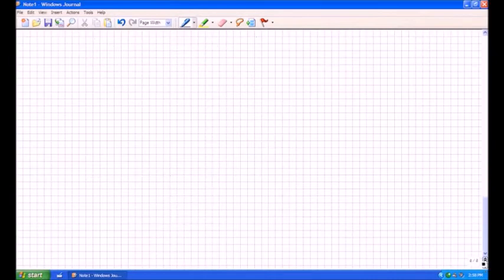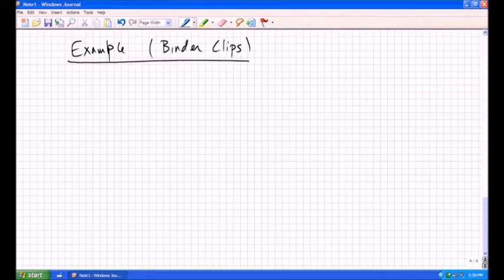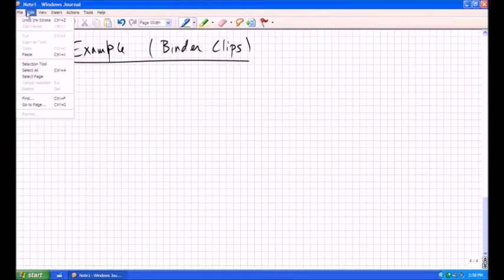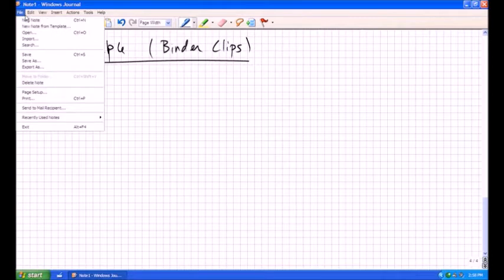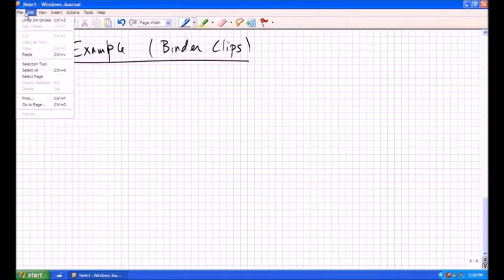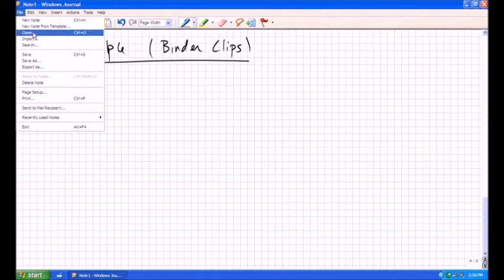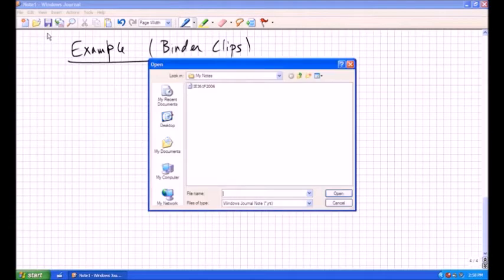For example, I want to refer to the binder clips data set that we used in module 2. Let's see if I can open that data set so that we can have a look at it.